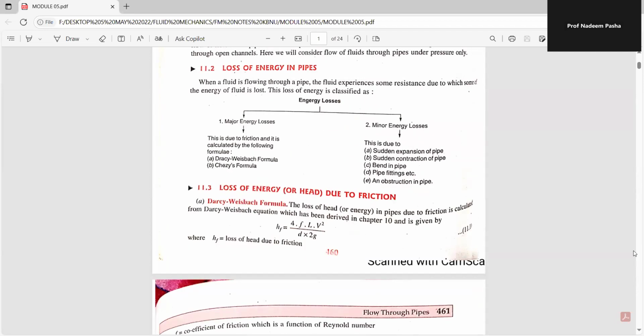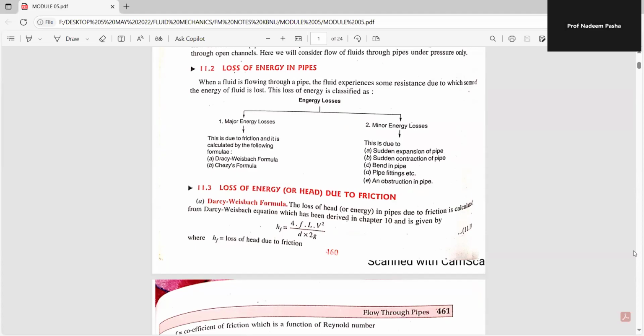So, the loss of energy in pipes: when a fluid is flowing through a pipe, the fluid experiences some resistance due to which some of the energy of the fluid is lost. This loss of energy is classified as major energy loss and minor energy loss.